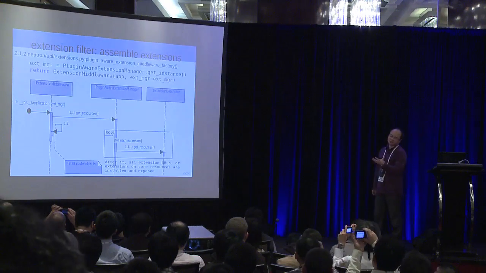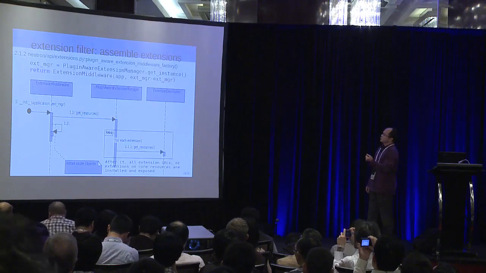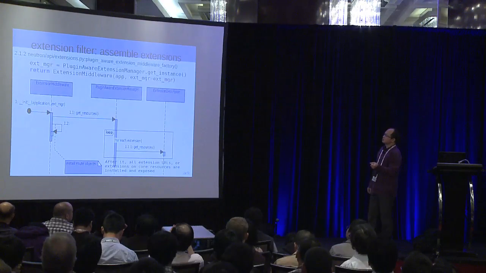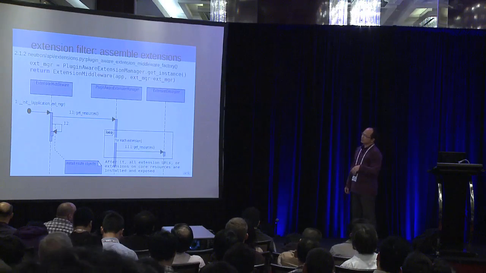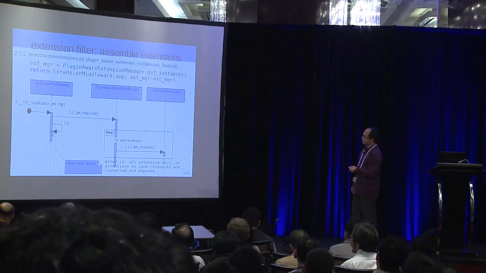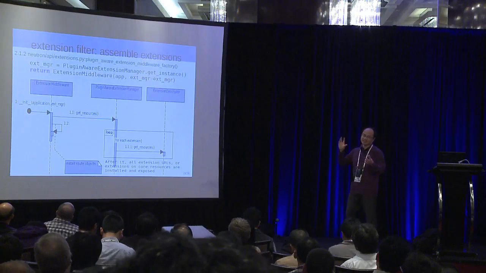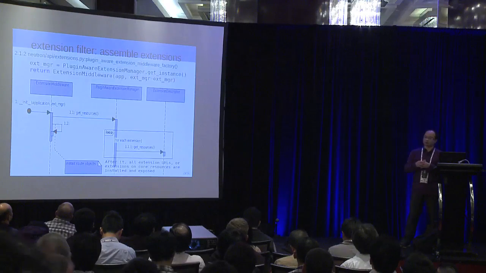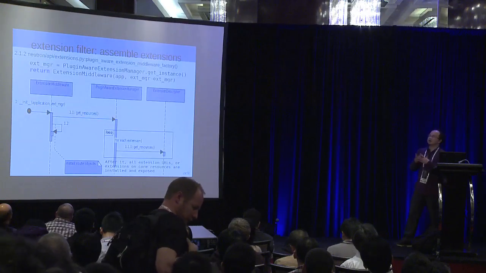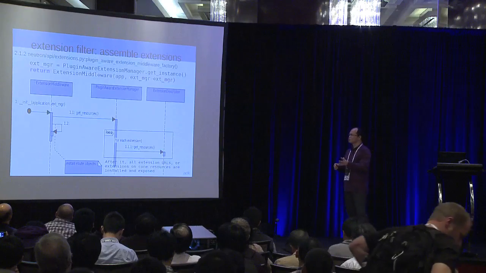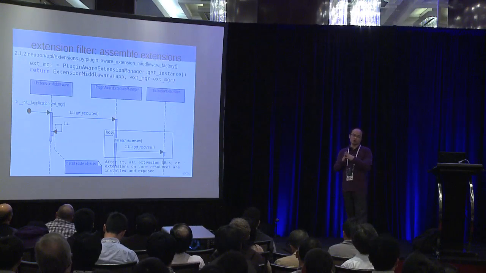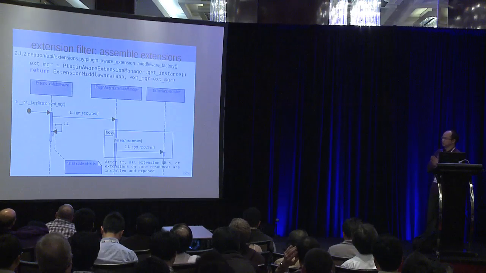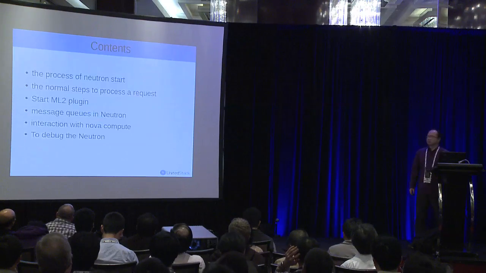And now it is time to assemble the extension REST API. The extension middleware class is used to expose the extension REST API. When the extension middleware is instantiated, it will get all extension resources from the extension manager. The extension manager will return all of the previously loaded extension resources to the extension middleware. Then the extension middleware will install the Python route objects into the WSGI framework. So until this step, all the extension URLs will be installed and exposed.